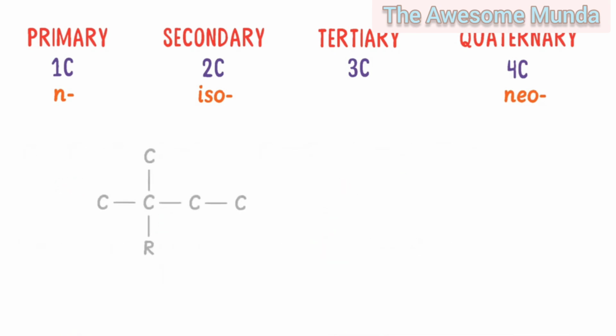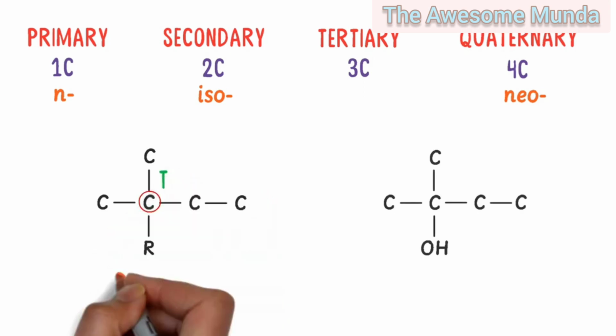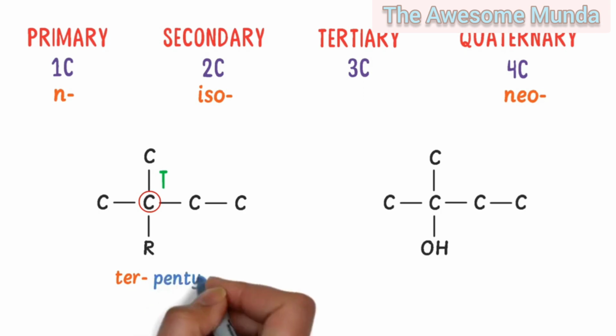Consider this organic compound and this organic compound. In this case, the alkyl group is bonded to a tertiary carbon. I write tertiary. There are 5 carbons. I write pentyl. So this is tertiary pentyl.